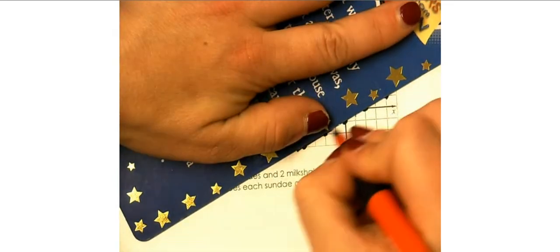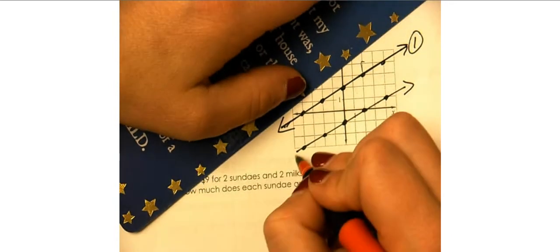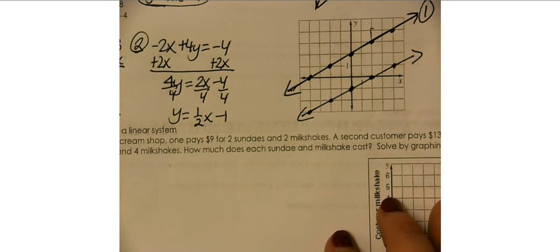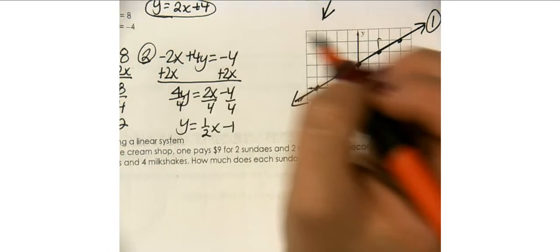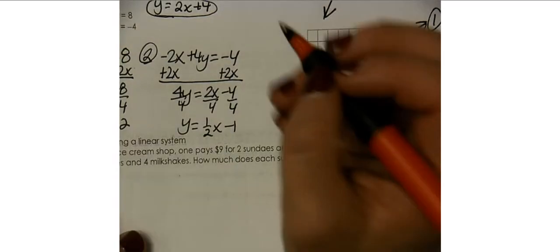And this time, we have two lines that do not intersect with each other. They're parallel. So that means that there is no solution. But we can still classify no solutions. They are called inconsistent.